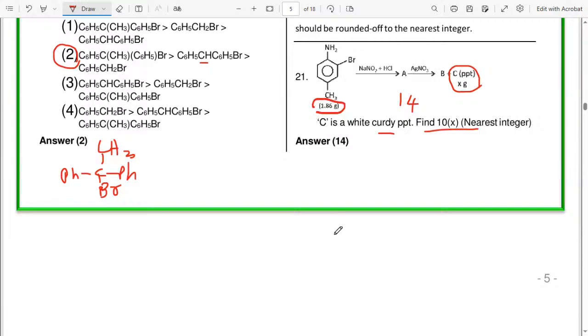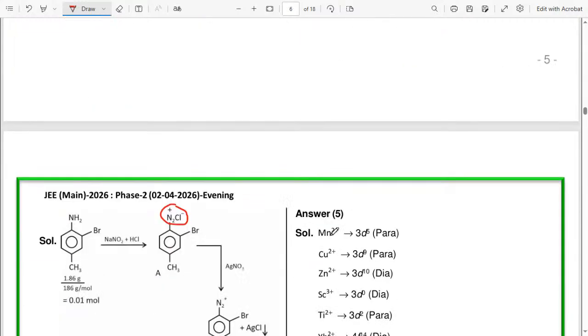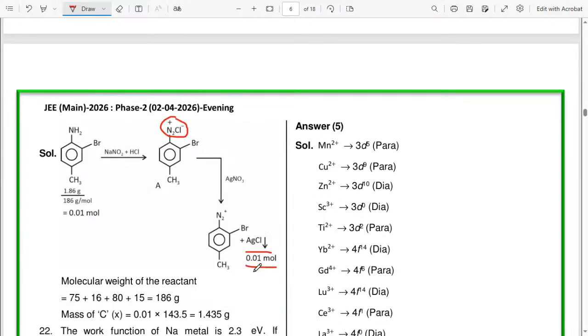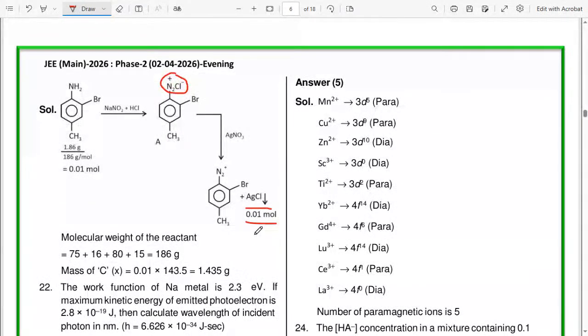1.86 grams. What is the molecular weight of this aniline? It is 186. So how many moles have they taken? 0.01 moles. So from 0.01 moles, they are going to get 0.01 moles of silver chloride. What is the molecular weight of silver chloride? Yes, the molecular weight of silver chloride is taken as 186.